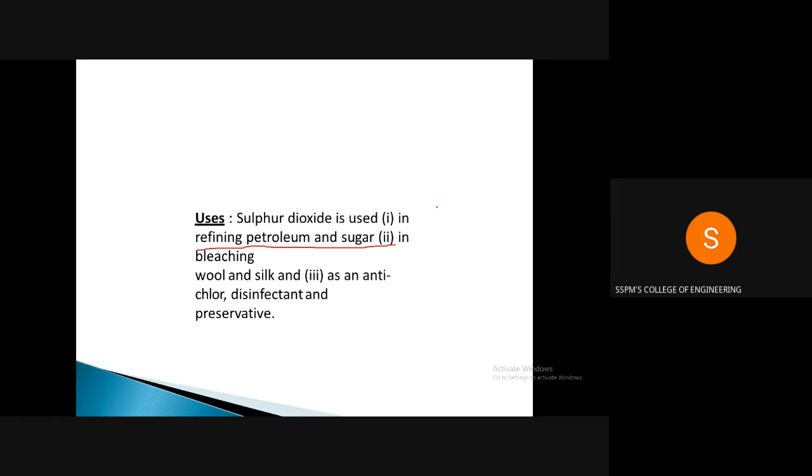Which of the following is a bleaching agent? That is sulfur dioxide. Sulfur dioxide is a bleaching agent for wool and silk, and it is also an antichlor, disinfectant, and preservative. It is used in refining petroleum and in the sugar industry.